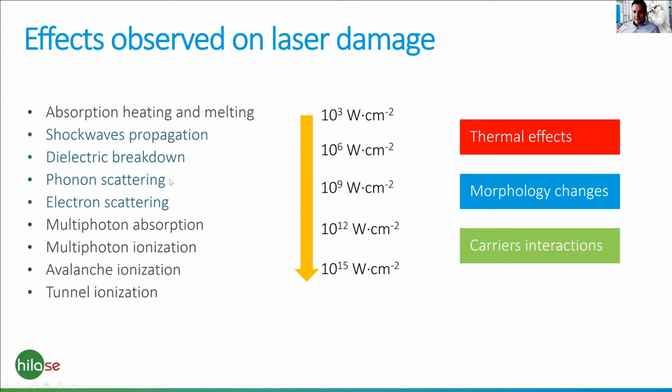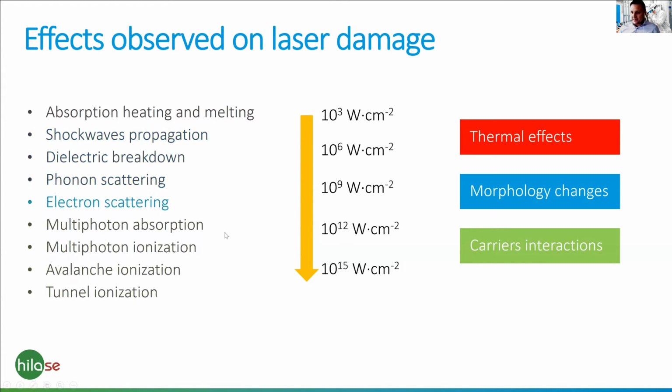That's basically the vibration of the lattice of the material when absorbing the energy and releasing it. And finally, electron scattering, where electrons accelerated by the high intensity of the electromagnetic field from the light acting on the material are getting scattered and releasing their energy to the material.